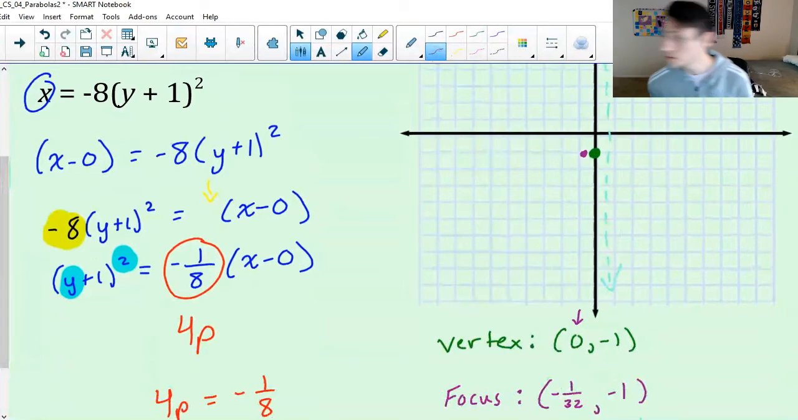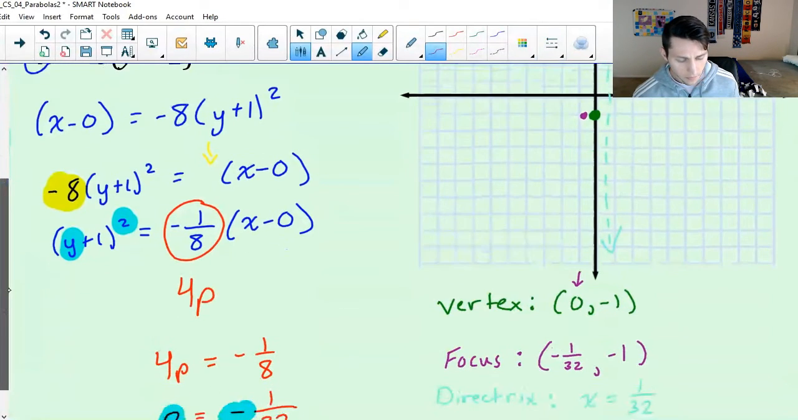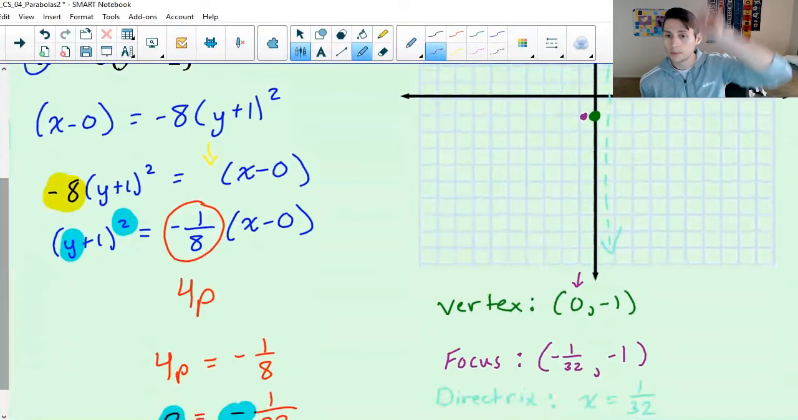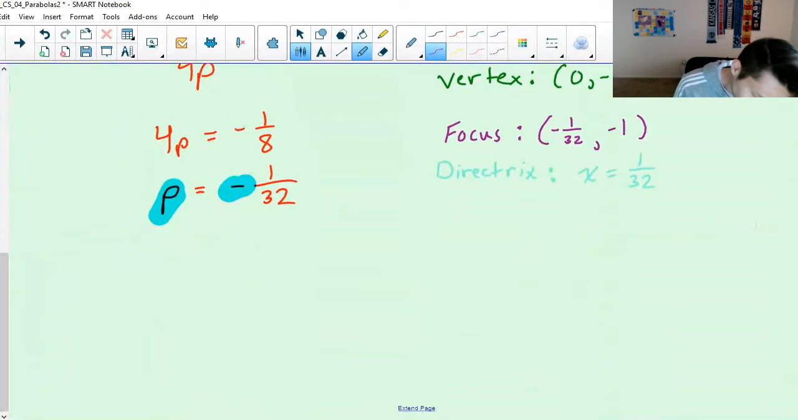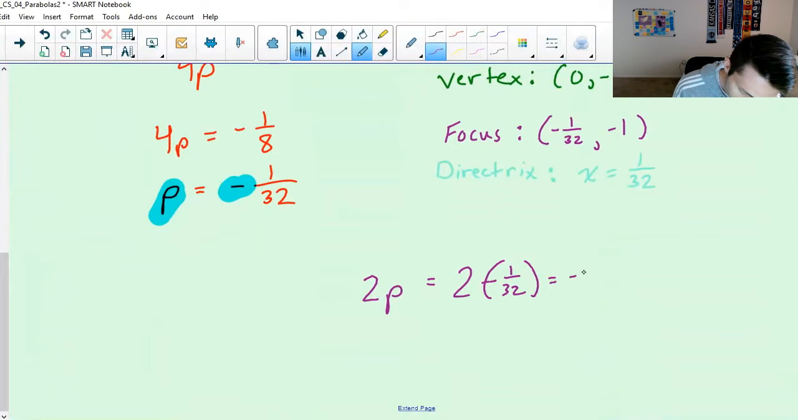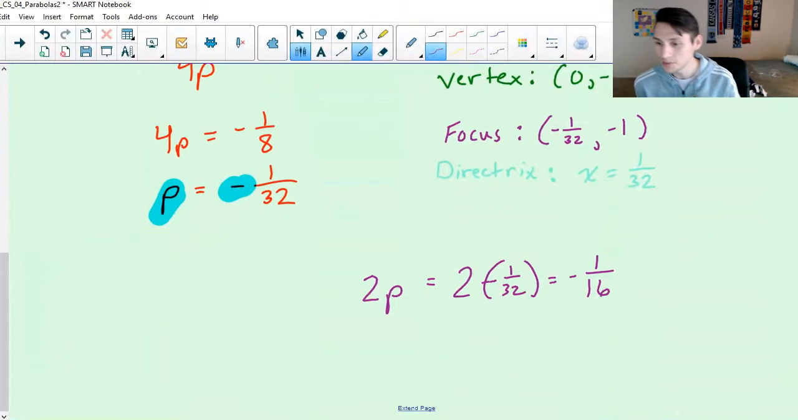Okay, and then the other 2 points. So we move from the focus. I can go up 2p and down 2p. Well, that'll still be a very small amount. 2p would be 2 times negative 1/32, so 1/16. So I would move up 1/16 and down 1/16.